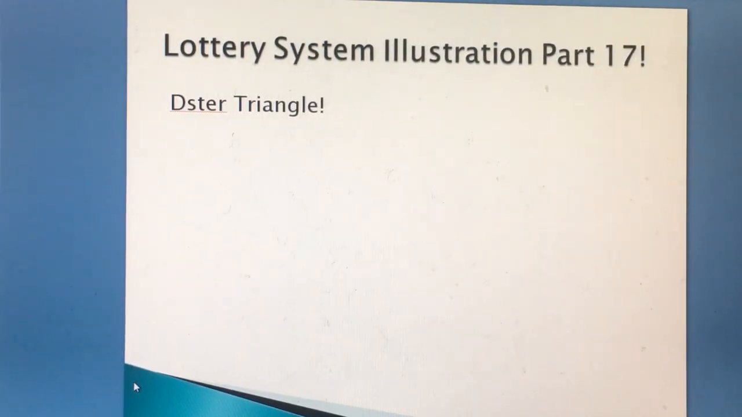The other system goes up to part 17, which is the Dster triangle. Now the Dster triangle will go into part 18. So the connection between the Dster triangle and part 18 will be similar to the connection of 14, 15, and 16 with the Invincible number. Parts 17 and 18 will have a connection from the Dster triangle. I don't know about part 19 yet, but parts 17 and 18 will definitely have a connection between the Dster triangle and what's coming up next.